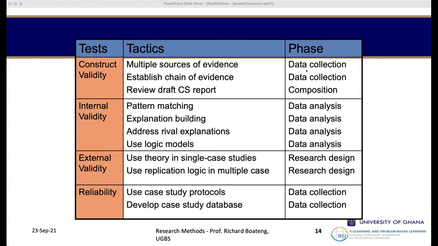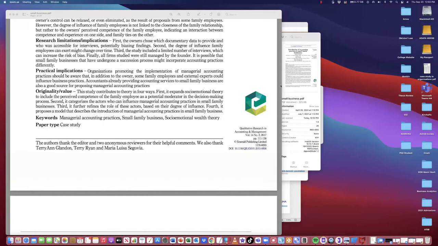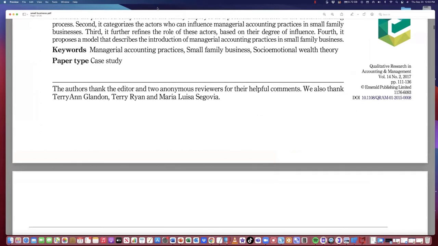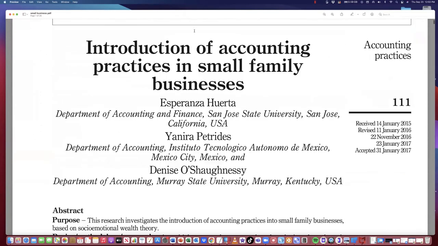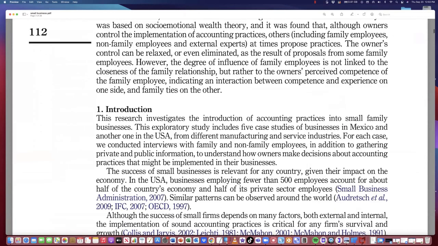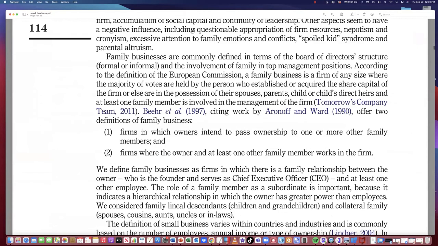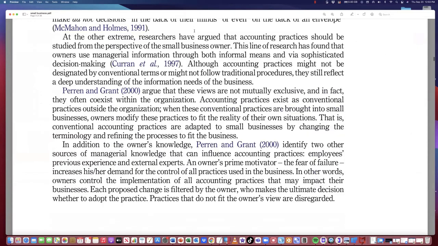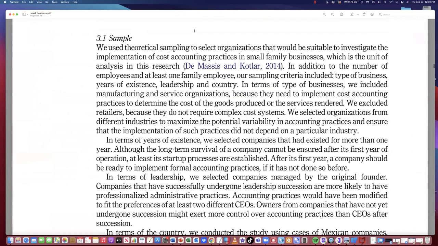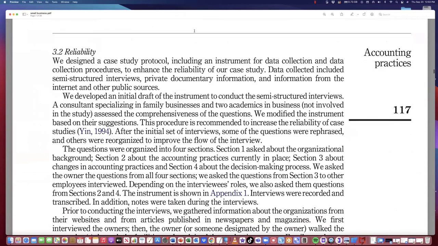Okay, it's a good question. I think the best way to answer is for you to actually look at it being done in practice. If you take your time, go and find this paper, Introduction of Accounting Practice in Small Business, Family Business, and then read the methodology section. The author talks about how to achieve all of them in his study, and that's a practical case. So you read how he selected a sample, how he achieved reliability.